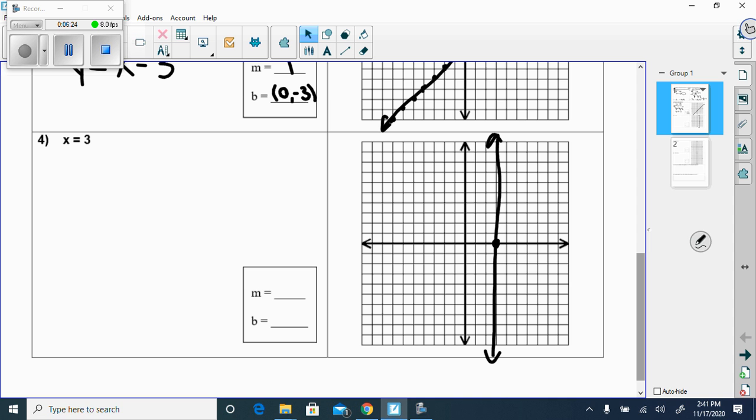The way that I think about it is, if it's x equals 3, you go through x. Right. Go through the y. Yes. Very good.